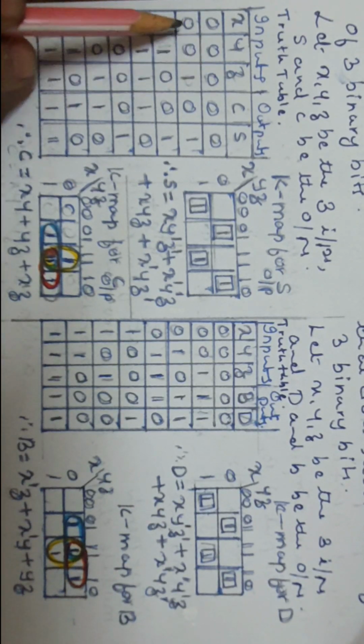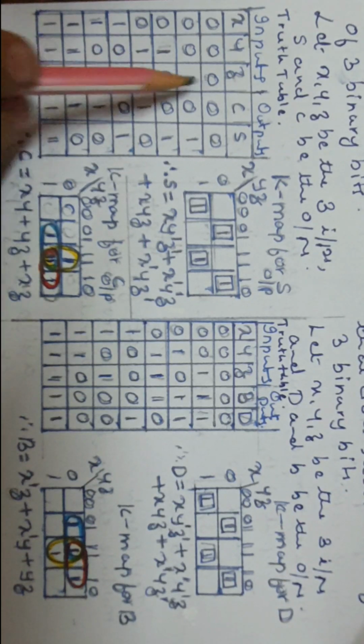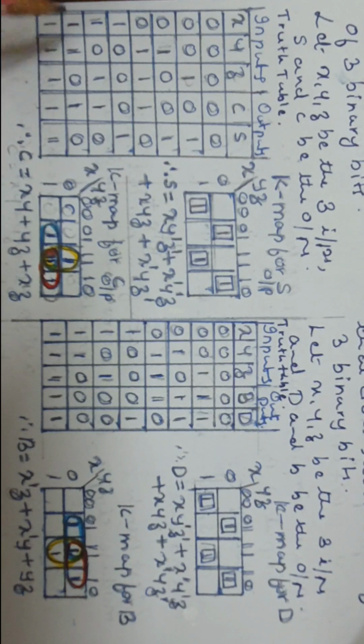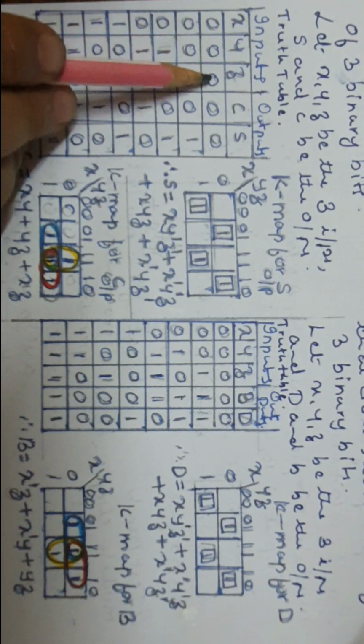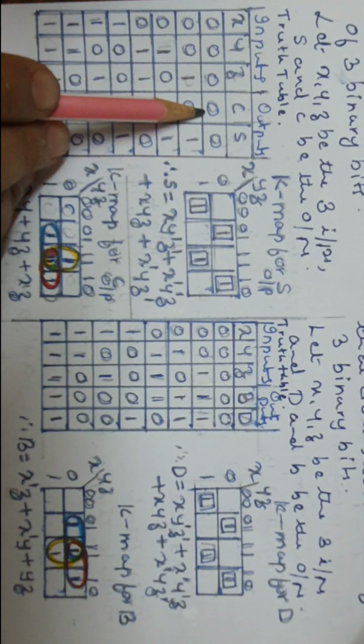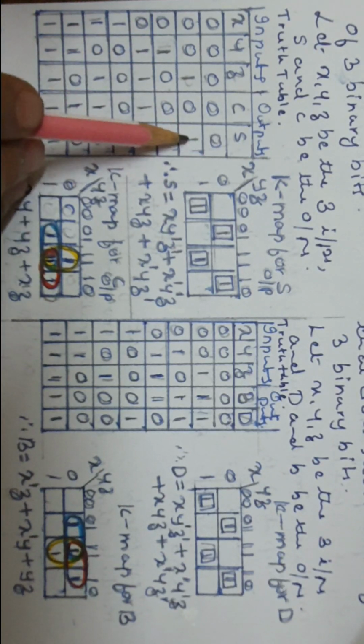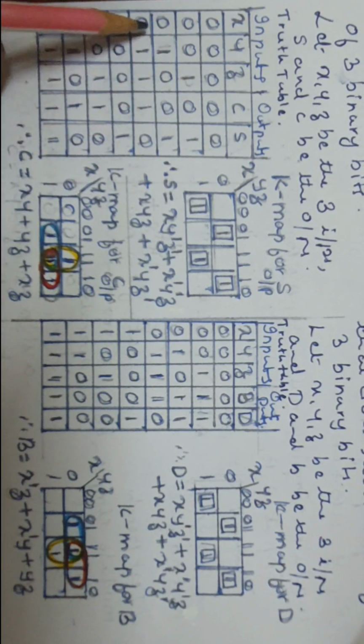So 0, 0, 0, 0, 0, 1, 0, 1, 0, 0, 1, 1, 1, 0, 0, 1, 0, 1, 1, 1, 0, 1, 1, 1. So 8 different combinations for the inputs X, Y, Z are taken here. Then when the 3 bits are added, 0 plus 0 plus 0, the sum bit S is 0, carry is also 0. 0 plus 0 plus 1, S is 1, there is no carry, 0.